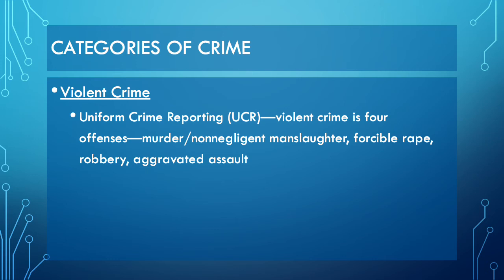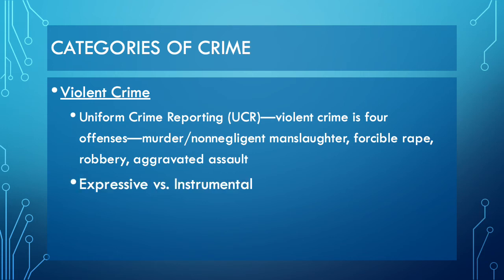It's sort of like you intend to take somebody's life, but it was sort of a crime of passion. But regardless, those are considered violent crimes: forcible rape, robbery, and aggravated assault. Those are the 4 crimes that are identified as violent crimes in the Uniform Crime Report.